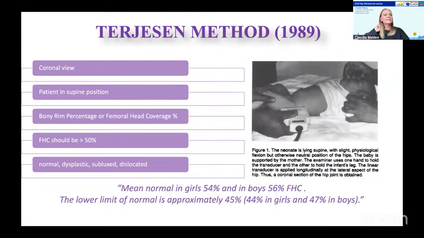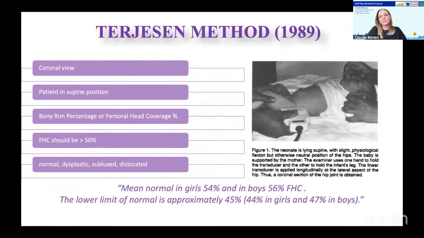Which brings me to the Terjesen or Morin method, originated in Norway and published in 1989. In this method, we also have the coronal view, as you can see here in the picture, baby lying in supine position, the transducer in the coronal view position. What is measured with this method is the bony rim percentage of femoral head coverage. The femoral head coverage should be more than 50% with this method. What is differentiated is normal, dysplastic, subluxed, and dislocated.